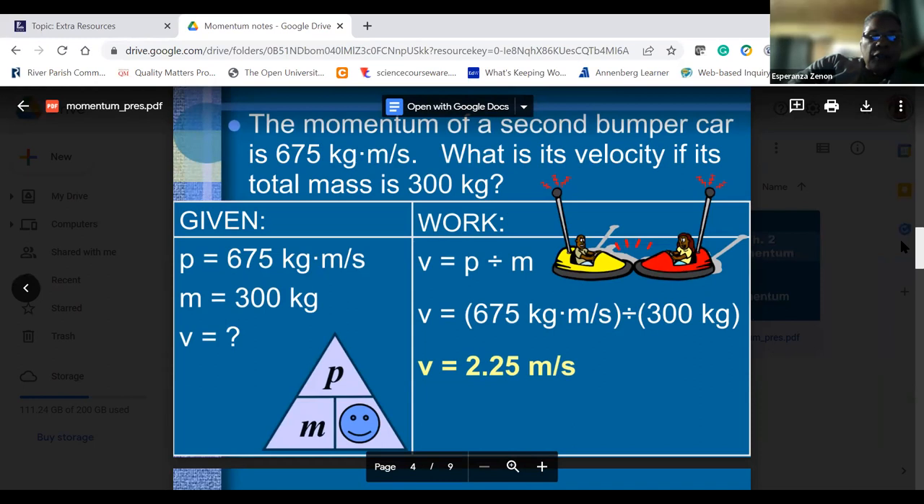So you can see clearly from the pyramid that to get the velocity, you have to divide the momentum by the mass. So that's 675 kilogram meters per second divided by 300 kilograms. That gives you 2.25 meters per second, because the kilograms will cancel out.